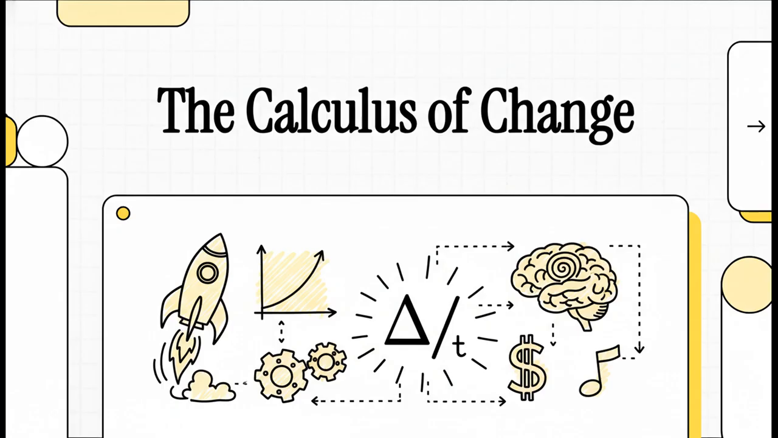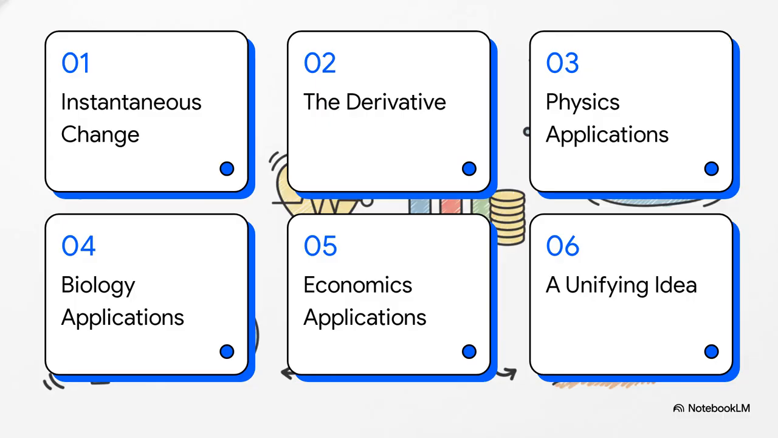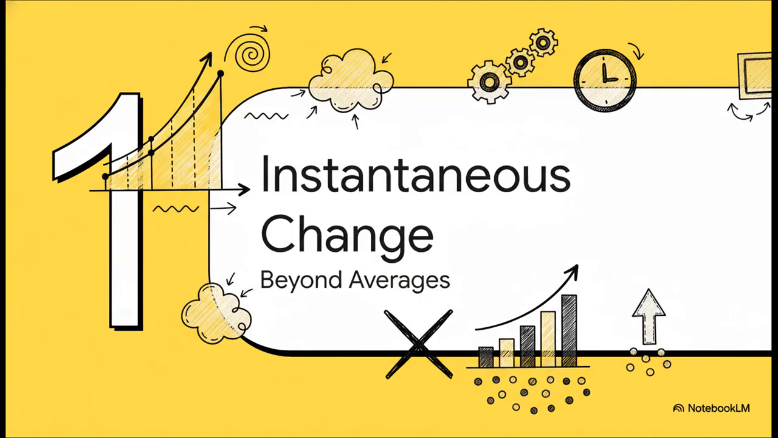You can think of it like a universal key, one that unlocks the secrets of change in fields that seem totally different, like physics and economics. So here's our game plan for this explainer. We're going to start with that core problem, then we'll find the mathematical tool that cracks it open, and then we'll see how that one single tool helps us understand change in all these different worlds. All right, let's get into it.